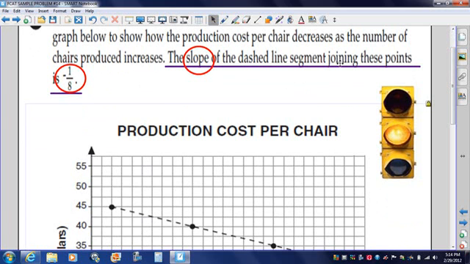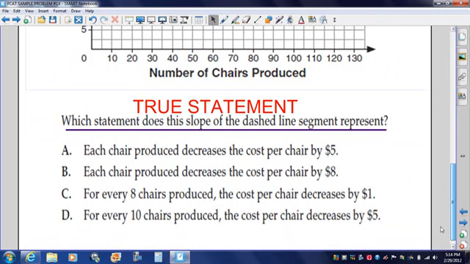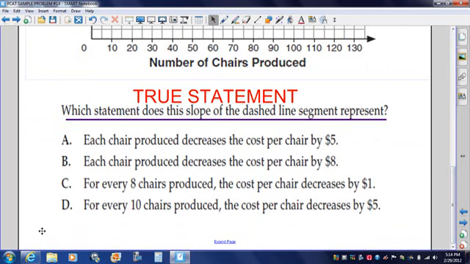If you would, underline important information. The slope of the dashed line segment joining these points is -1/8 on your paper. And if you would, please underline the question. What are they asking us to do? Underline, which statement does the slope of this dashed line segment represent? In other words, you're looking for the true statement.